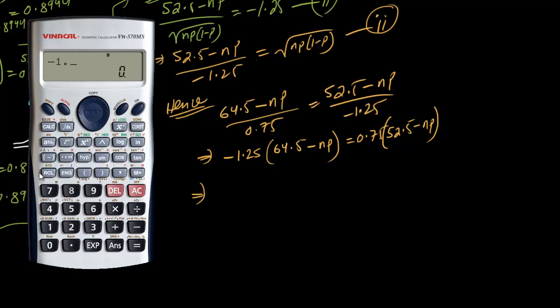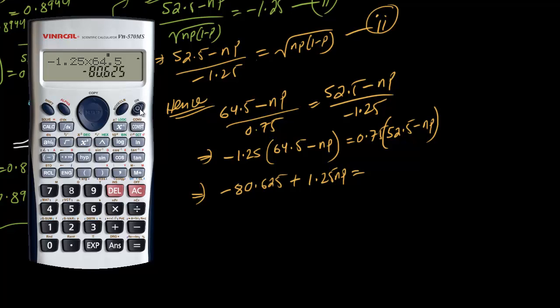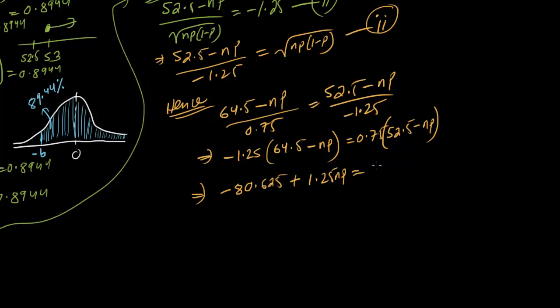So the first thing is −1.25 multiplied by 64.5, and we get −80.625. Minus 80.625, and this is minus minus plus 1.25 NP. Now the next thing that we have is 0.75 multiplied by 52.5, and that turns out to be 39.375. 39.375, and this is minus 0.75 NP. So we can find the value of NP from here.